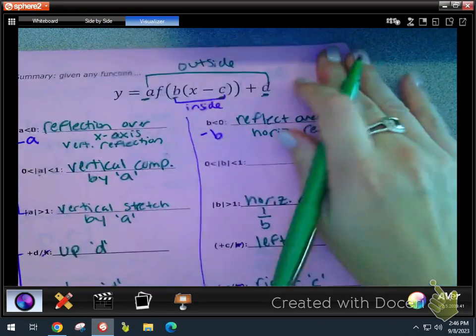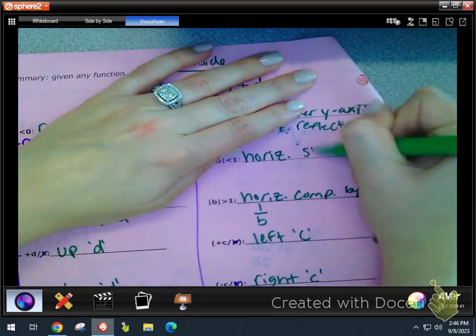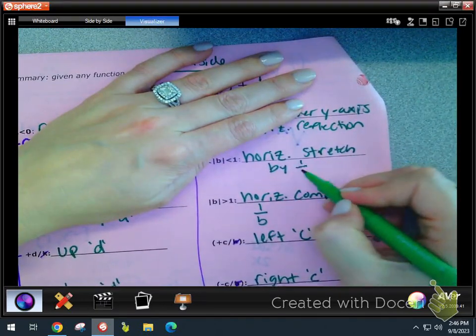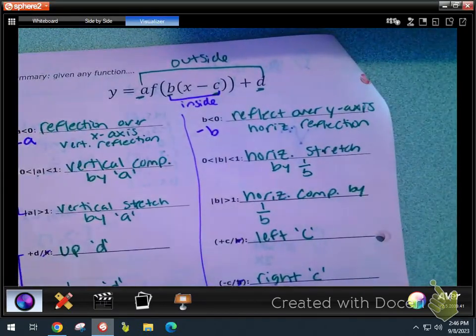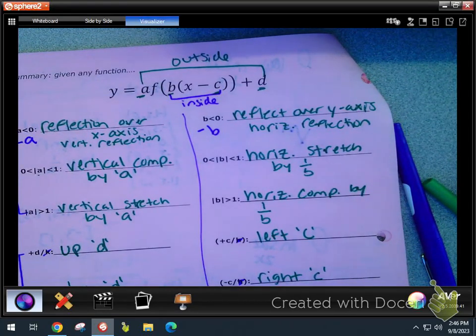If B is between 0 and 1, horizontal stretch by 1 over B. Okay? So we got that all written down. I know that's a lot. Let that marinate. Let me show you what your homework is going to look like, and we'll finish it up next time. We will not do the CFU right at the beginning. We'll do a little warm-up, probably do the CFU in the middle.